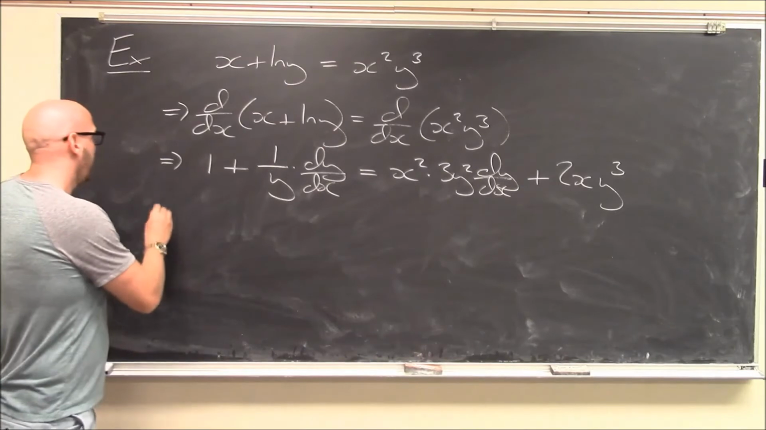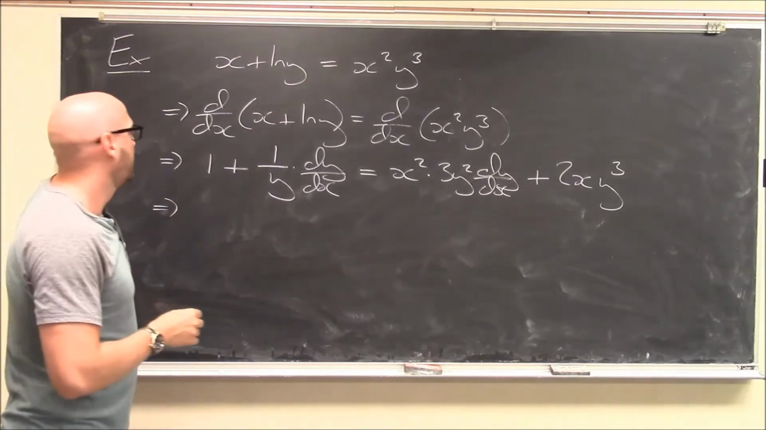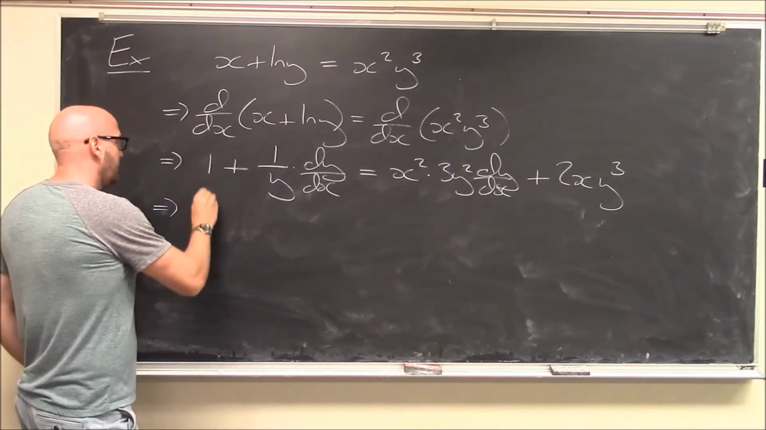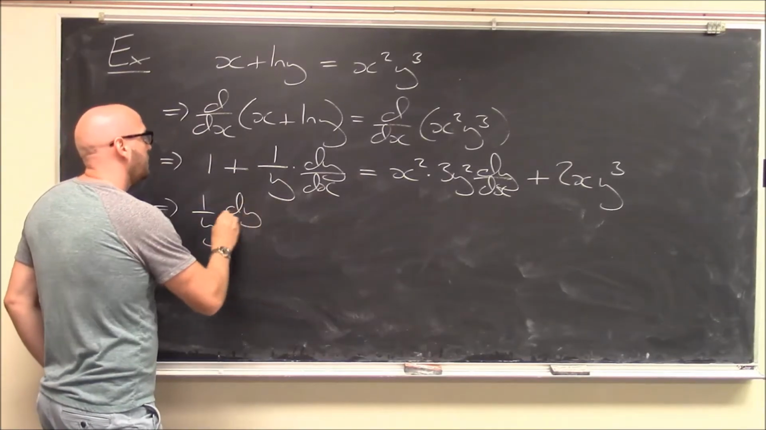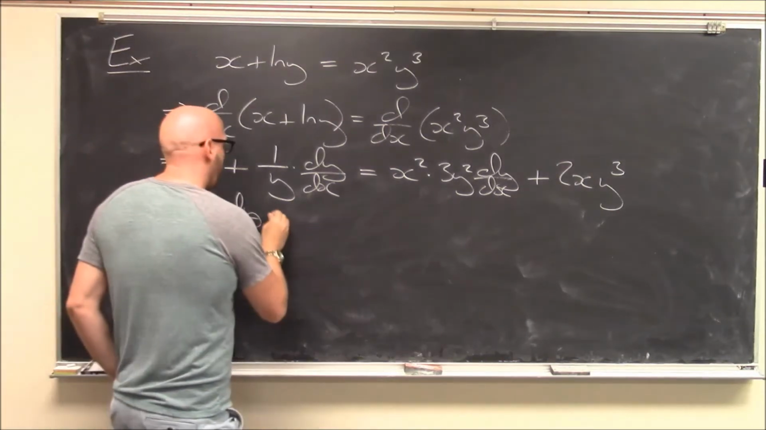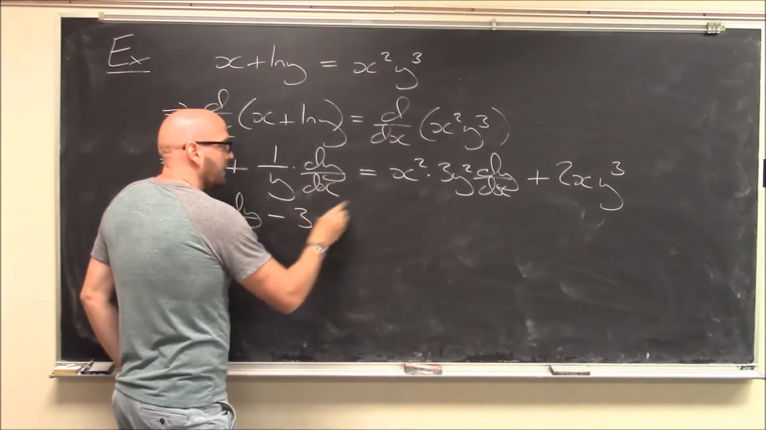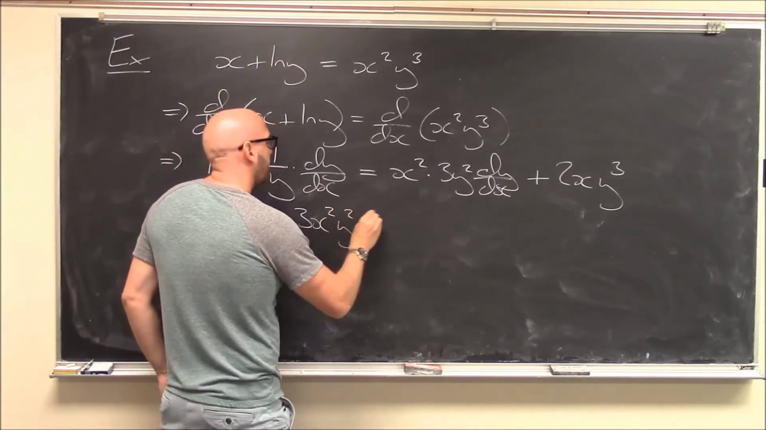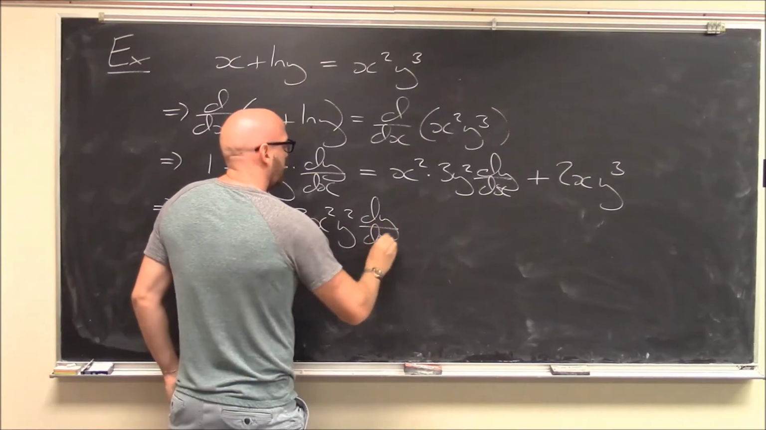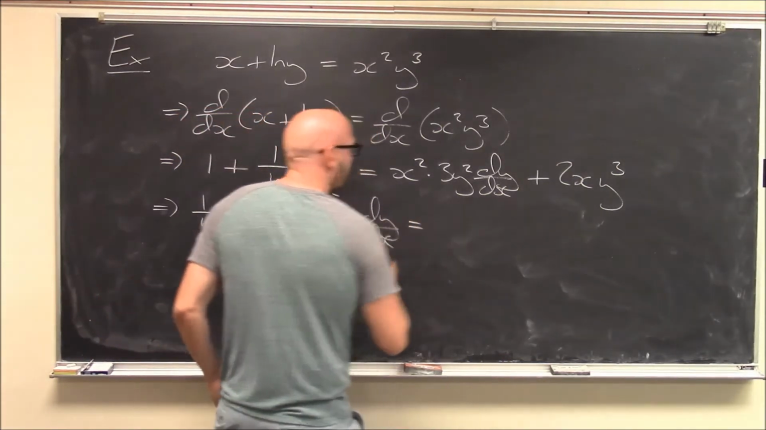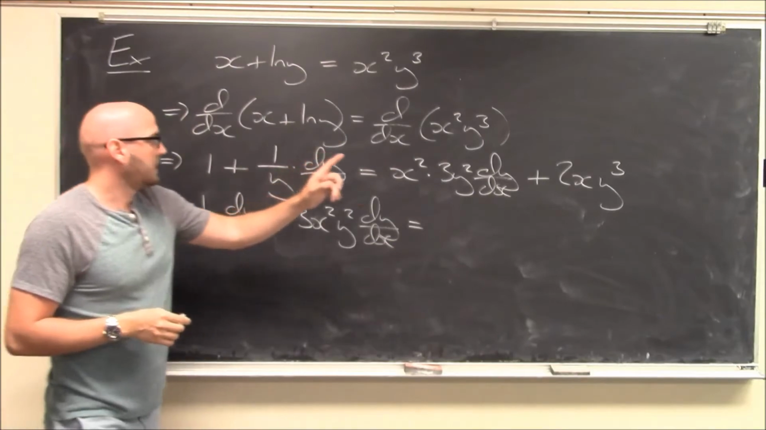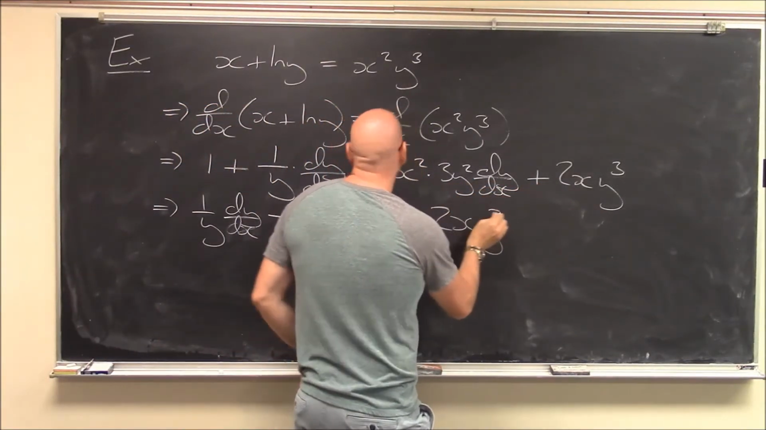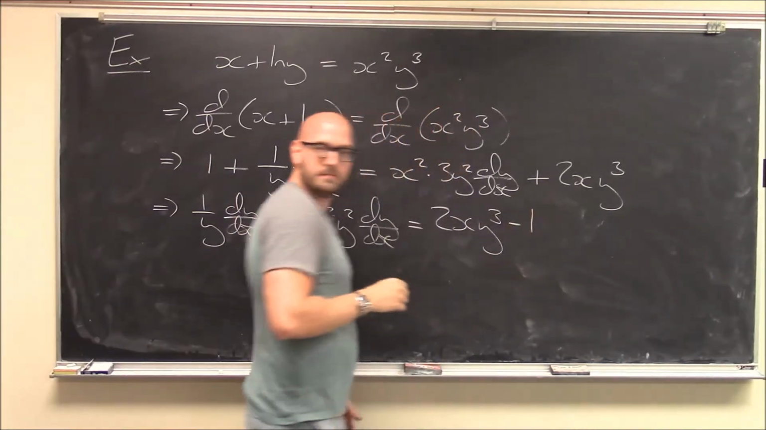There's all the calculus. I just need to isolate dy over dx now. So isolating, we'll keep this over here. 1 over y dy over dx minus, we'll bring this term over. I'm going to write the 3 out front because you tend to write constants first. 3x squared y squared dy/dx is equal to, I'll keep this term first because it's positive, 2xy cubed minus 1.